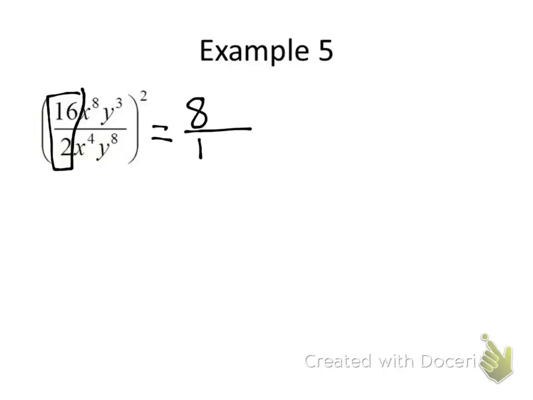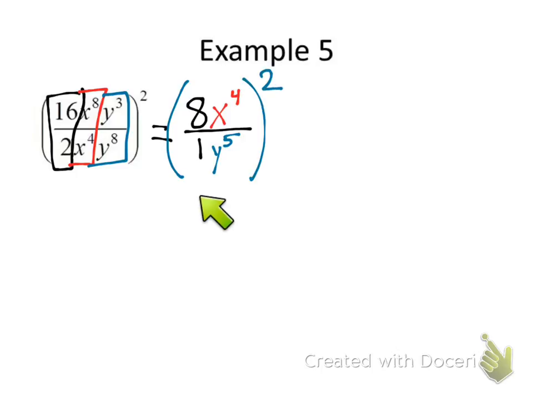All right, now check out your x's. X to the 8th over x to the 4th. X to the 4th, and that's going to be on the top, right? All right, next check out your y's. We have y to the 3rd over y to the 8th. So that's y to the 5th on the bottom. And all of that is to the 2nd power.